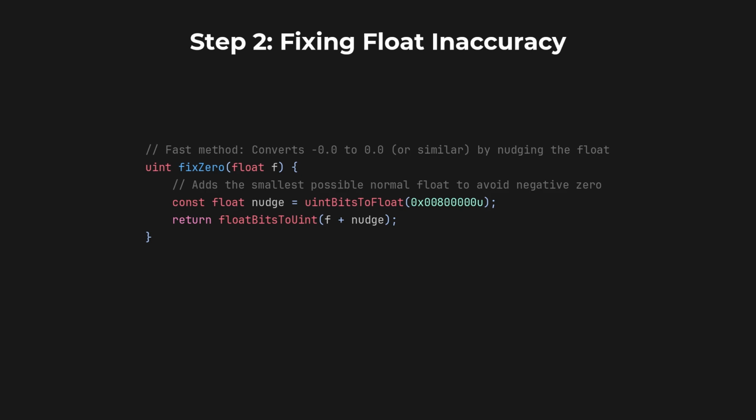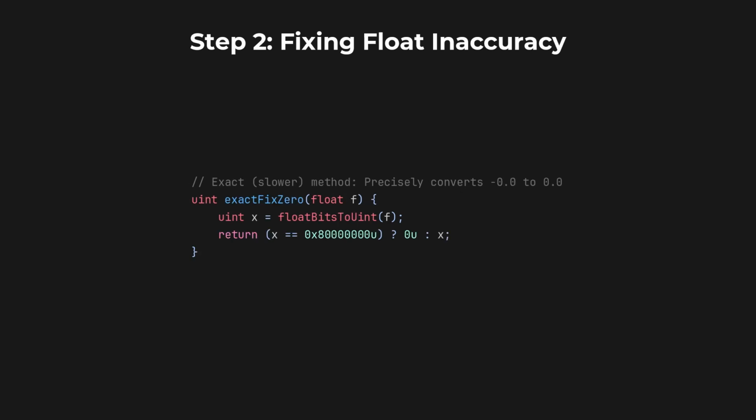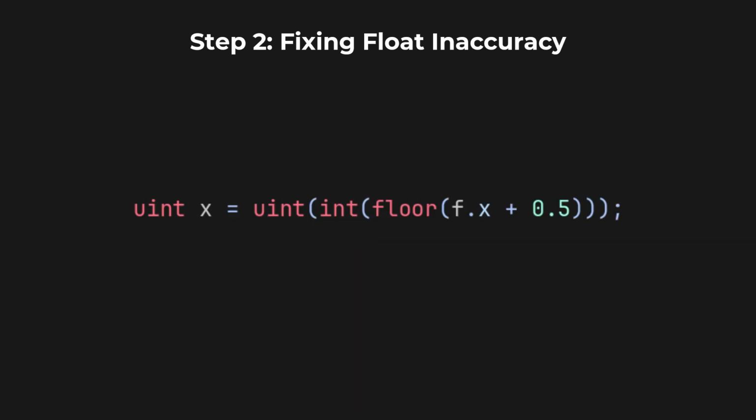Another option is explicitly checking if the input is -0 and replacing it with 0. This preserves other values precisely, but is slower. Ideally, avoid hashing floating point inputs altogether. For instance, when using float coordinates in integer steps, like in Perlin noise or screen coordinates for screen space effects, convert them to uints via float to int to uint.